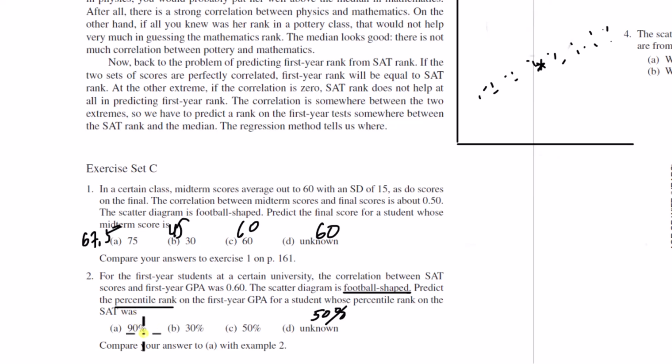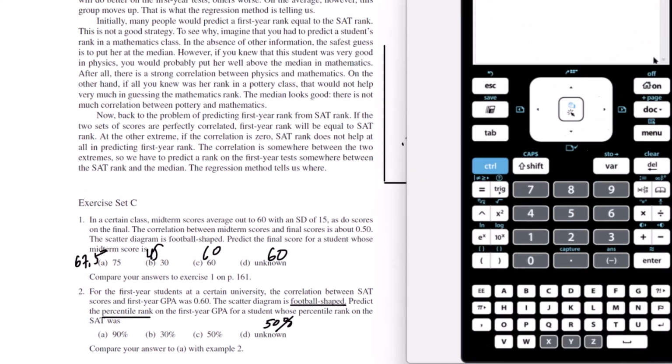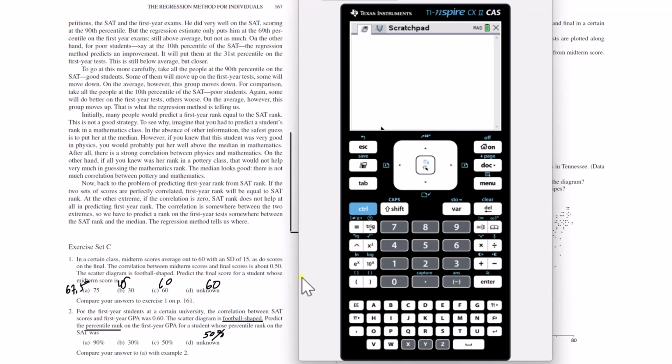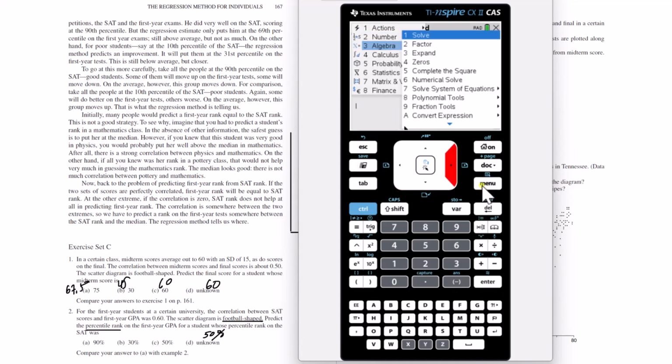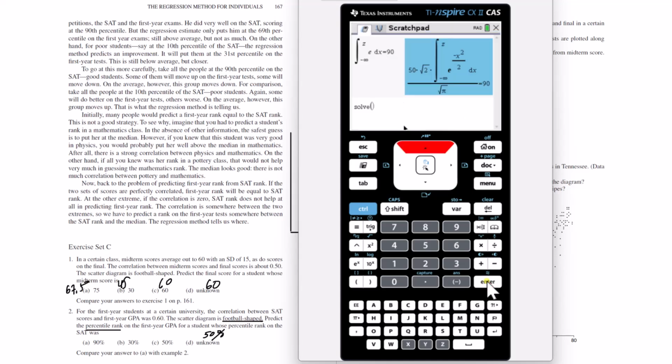Now these others, let's see. So we need to use the equation for the normal curve. We need to get the z-scores that correspond to the percentiles they give us for the SAT score. So z, and okay, so 90%. Let's solve this for z.